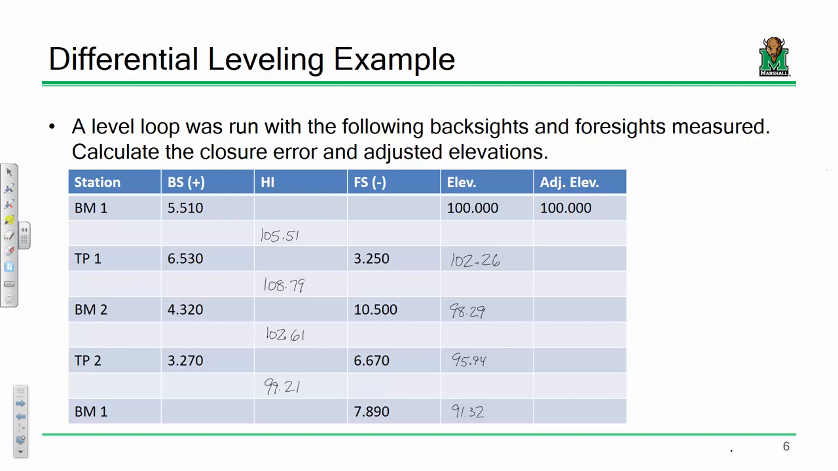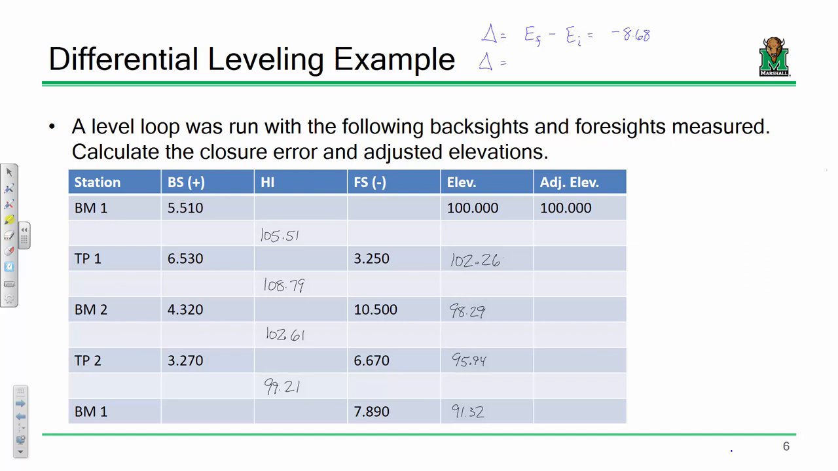How much are we off? 8.7. All right. So, watch this. I want everybody to watch this. This is important. The difference can be computed as the elevation final minus the elevation initial, which is minus 8.68. Right? That's the error. That's the adjustment. I want to show you something else.